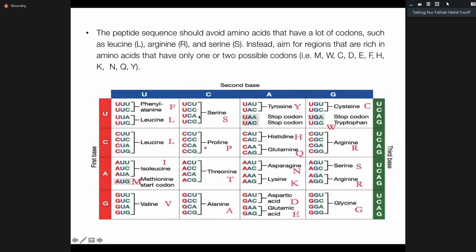So please avoid this. Okay, and try to get the region with 1 or 2 possible codons, such as methionine, W, C, D, E, F, and so on. Okay, for example here, phenylalanine, only 2 codons. You can target that particular site.